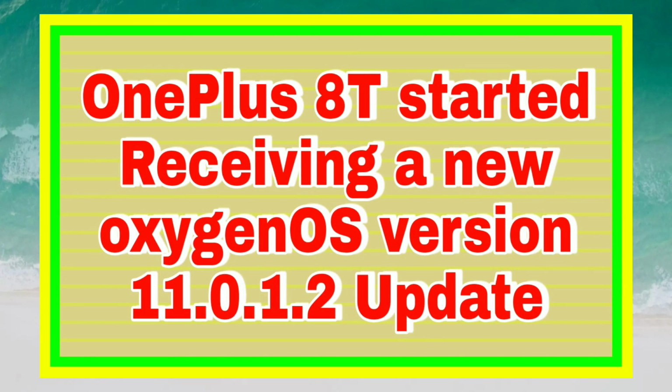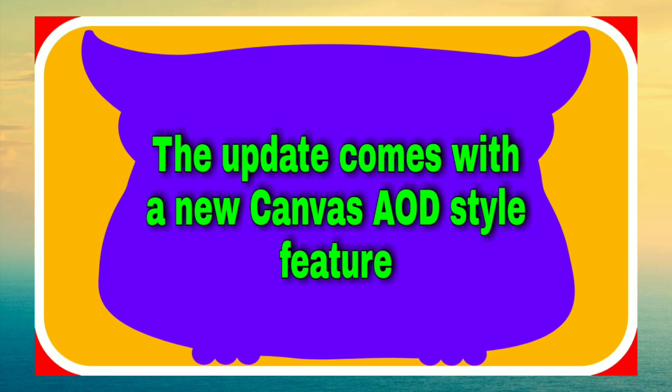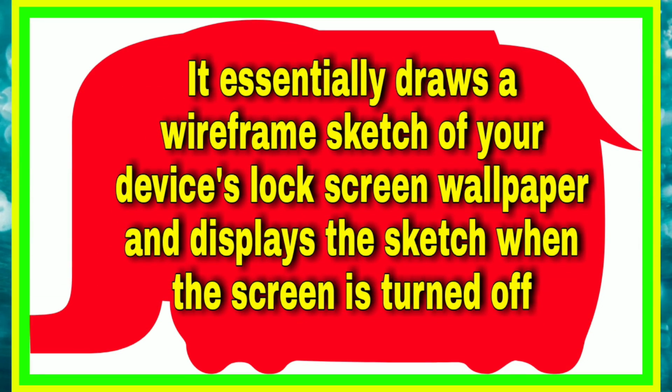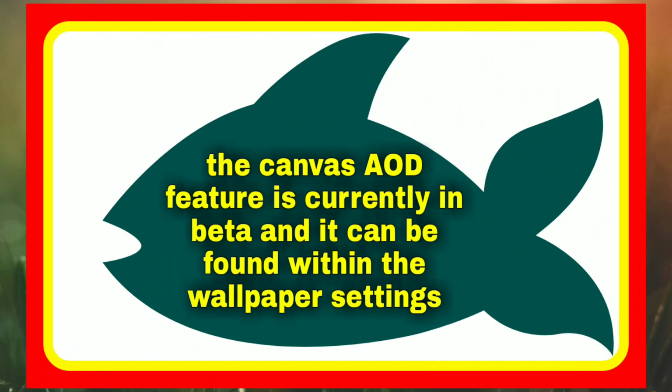OnePlus 8T started receiving a new OxygenOS version 11.0.1.2 update. The update comes with a new Canvas AOD style feature. It essentially draws a wireframe sketch of your device's lock screen wallpaper and displays the sketch when the screen is turned off. The Canvas AOD feature is currently in beta and it can be found within the wallpaper settings.